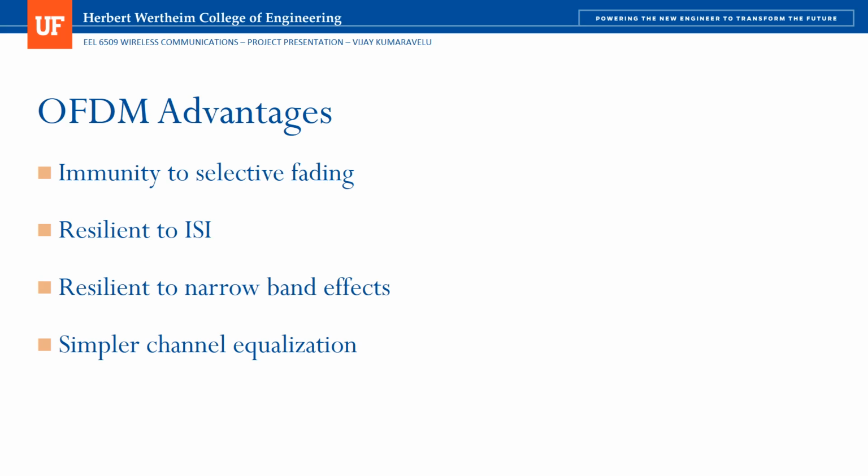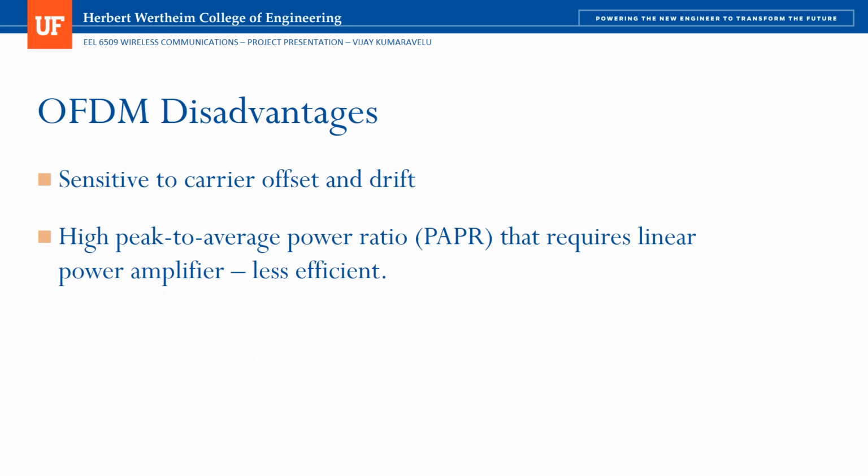What are the advantages of OFDM? The first advantage is that it is resilient to ISI. This is one of the main reasons why we use OFDM. It is resilient to intersymbol interference. It is resilient to narrowband effects. It has simpler channel equalization, and it is also immune to selective fading.